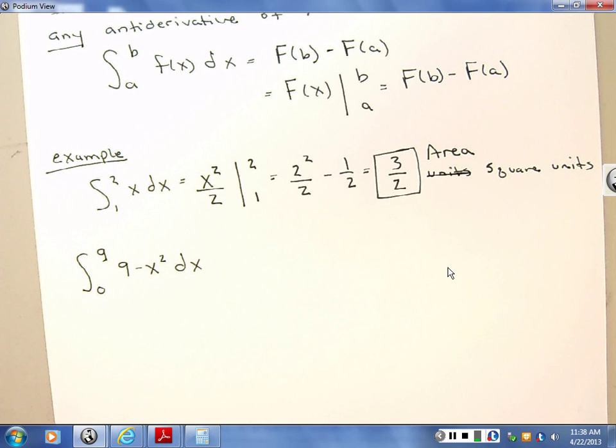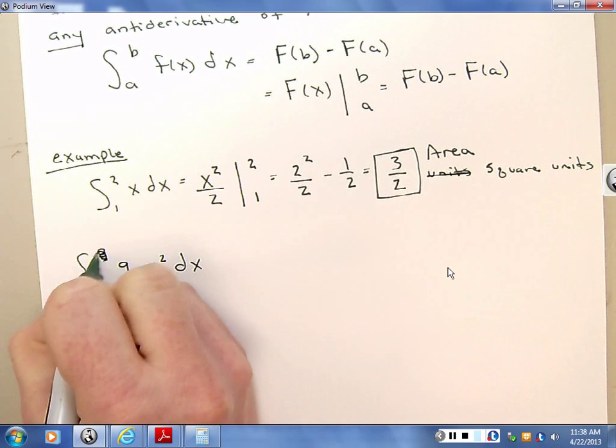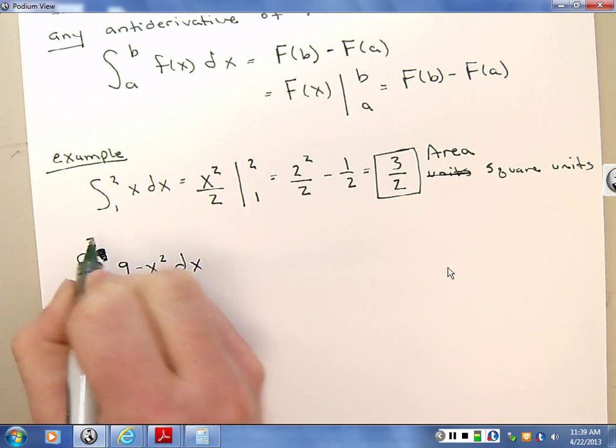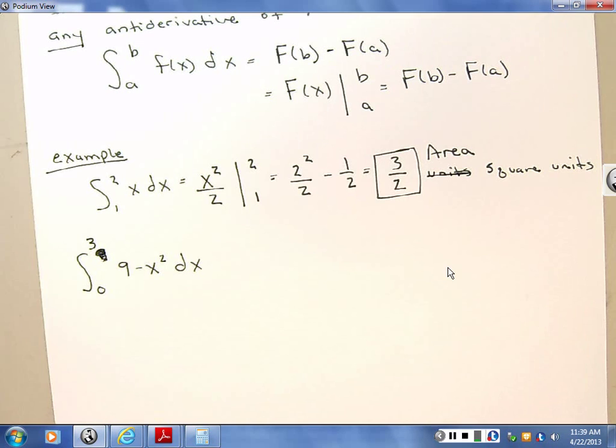Oh, I see my problem. It might be negative. I'm sorry. Let me go ahead and fix this, just so we're consistent on what we get. It's 0 to 3, not 0 to 9. Sorry, this would be 0 to 3, just so we're consistent with what I have. But I think your antiderivatives were correct. That'll be easier to calculate.